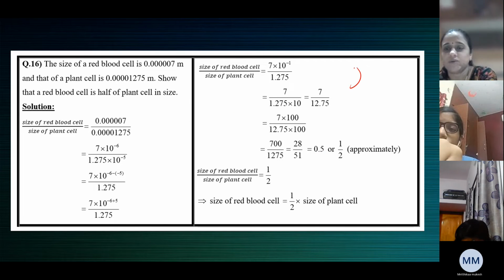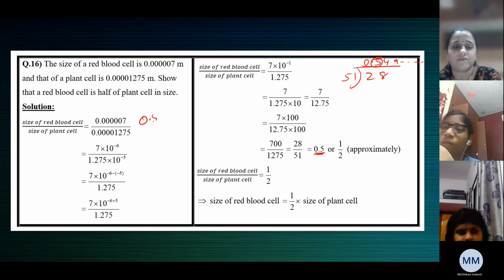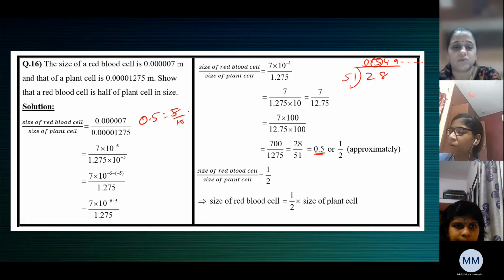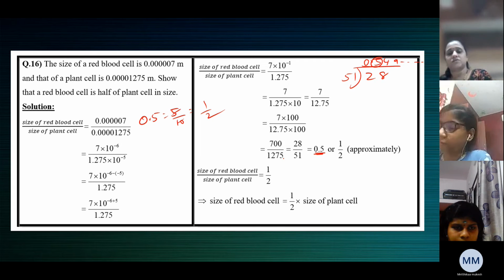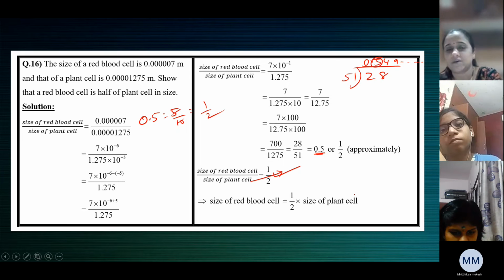So please understand, when you divide 28 by 51, you get something like 0.549. I told you, it goes on like that. So 0.5, you stop there. When you get 0.5, you just stop there and write it as equal to 0.5. And 0.5 is 1 by 2. Our target was to get 1 by 2, because 0.5 is nothing but 5 by 10, which is 1 by 2. So now we got the size of RBC by size of PC is equal to 1 by 2. Finally, we got it. So when you cross multiply, size of RBC is equal to half into size of PC. That's what we have to show.